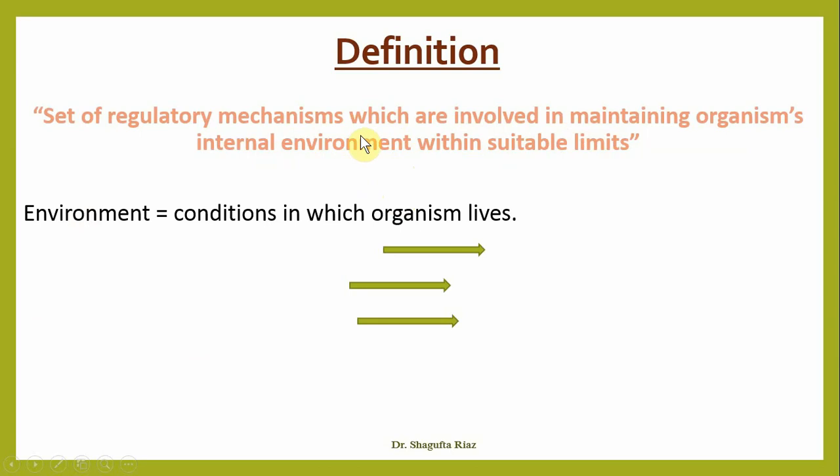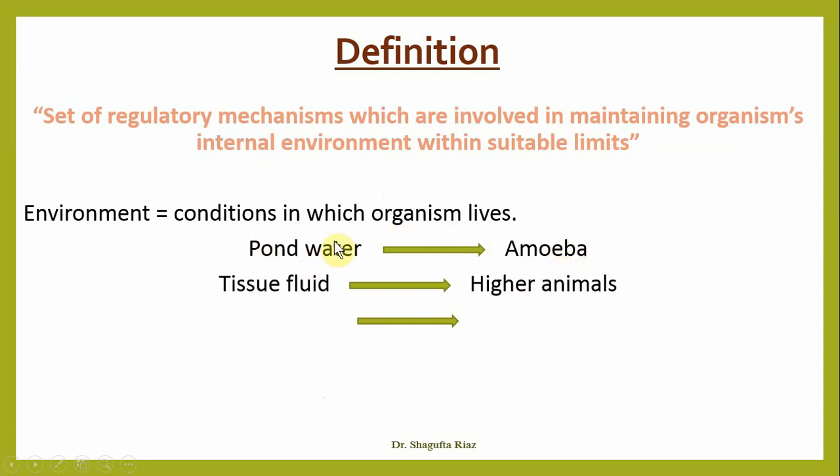And here, environment refers to the conditions in which the organism lives. For example, amoeba lives in pond water, so this is the environment for amoeba. And here amoeba maintains its body, or homeostasis takes place within this environment, right? Similarly, in higher animals, tissue fluid is present for that purpose, and in plants, sap is present.